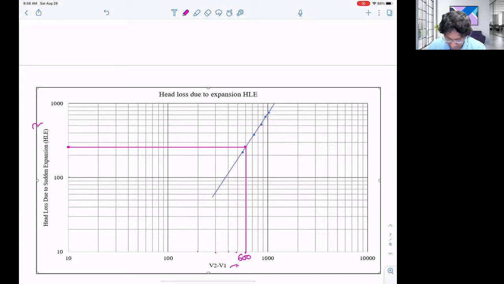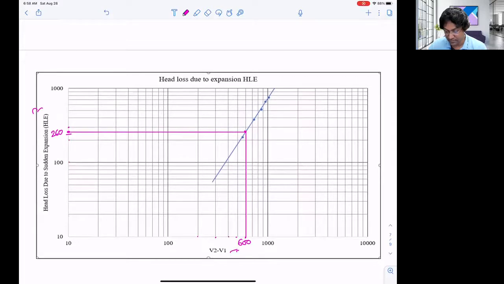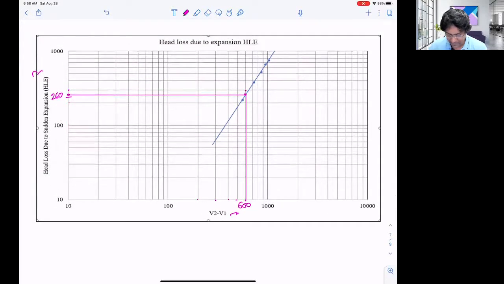So that is 100, 200, that is 3, so that will be 2 and 250, so 260. Okay, 260. So that's why you have to be able to find a point where we have the intersection, but sometimes you may not have. So what will be the first point? It is 600 and 260. The value of 600 is V2 minus V1, and 260 is the head loss due to sudden expansion, that is centimeter.